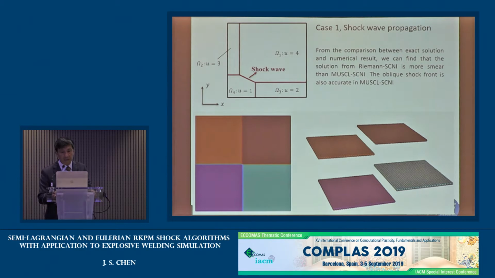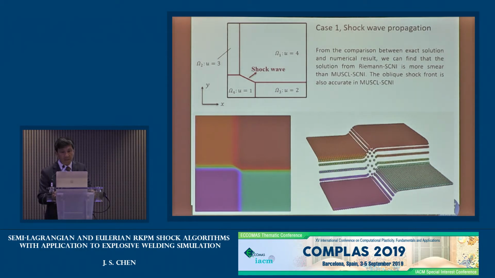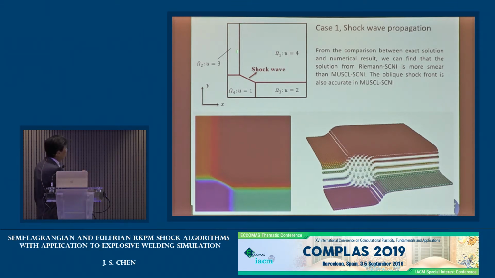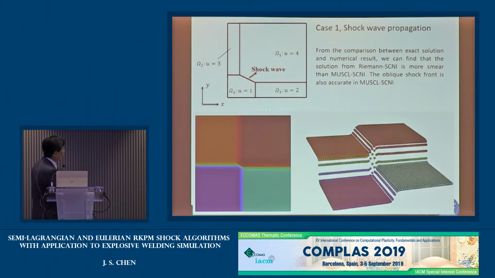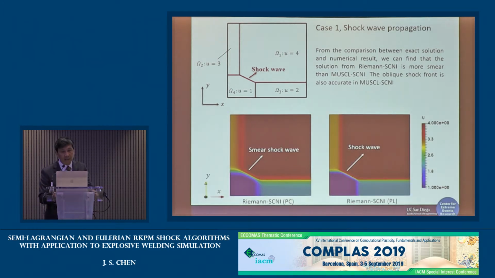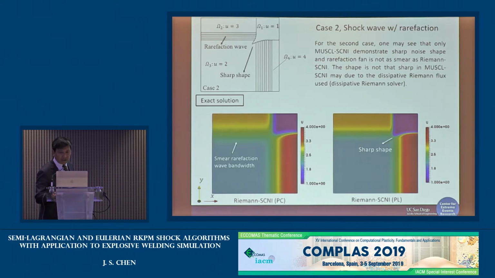Okay, so because of the initial condition, this will form shocks on this interface, here, here, and here. Okay, so I need to go faster. So here I compare Riemann-SCNI with piecewise constant and Riemann-SCNI with piecewise linear, and as you can see, you clearly capture the shocks much sharper than the one that is more smeared in the piecewise constant approximation.